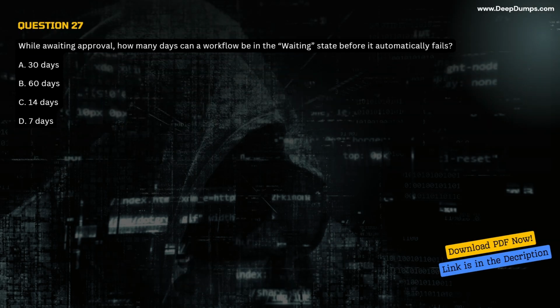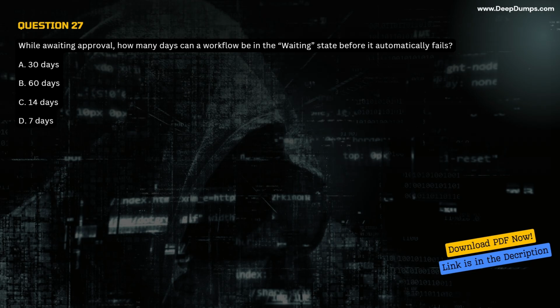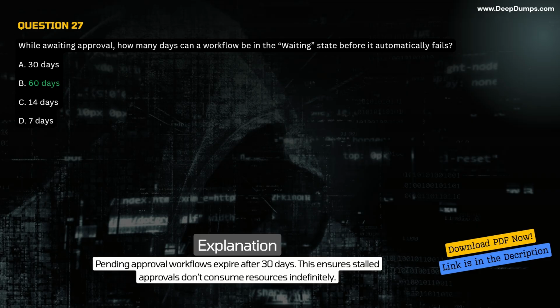Question 27. While awaiting approval, how many days can a workflow be in the waiting state before it automatically fails? A. 30 days. B. 60 days. C. 14 days. D. 7 days. Correct answer B. 60 days. Explanation. Pending approval workflows expire after 30 days. This ensures stalled approvals don't consume resources indefinitely.